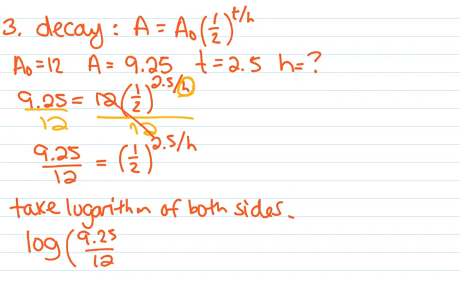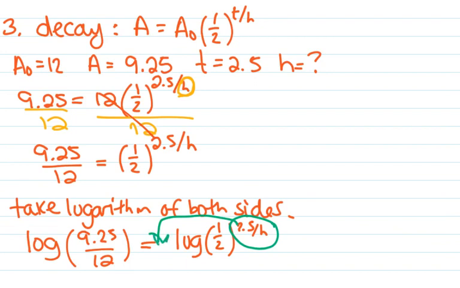Okay, so what that means is I'm going to write log of 9.25 over 12 equals log of 1/2 to the power of 2.5 over h. So I can take the logarithm of both sides. What I do to one side, I have to do to the other side, and I'm allowed to do that because I'm doing it to both sides of the equation. I'm keeping it balanced. So I'm taking the logarithm of both sides. What that allows me to do is grab this exponent and bring it down in front here.